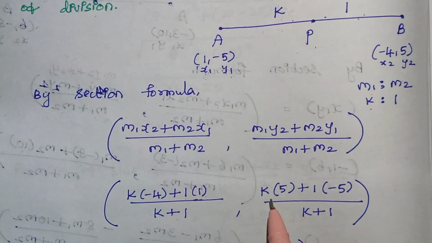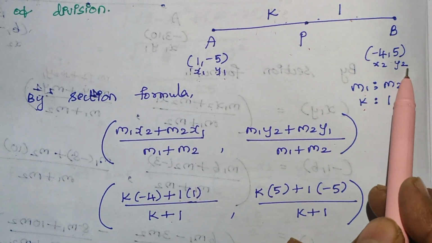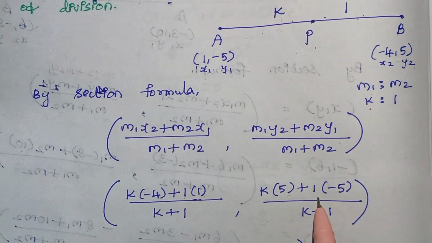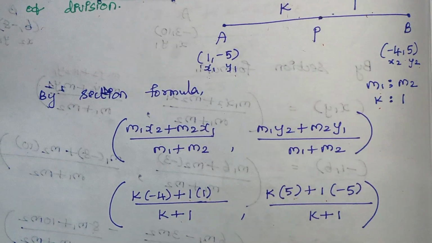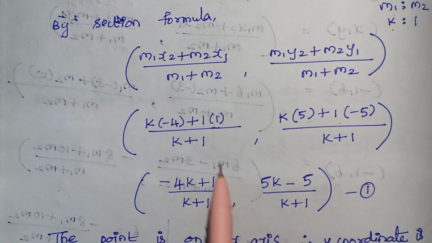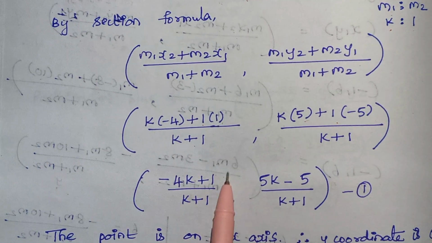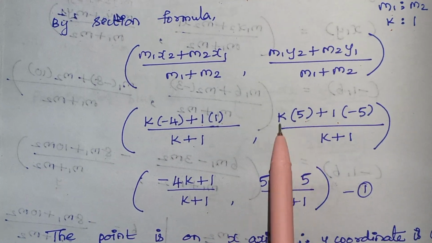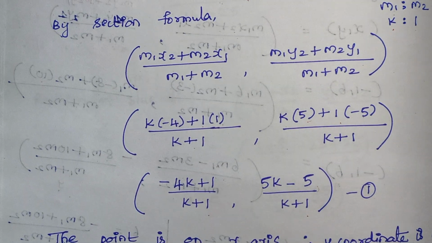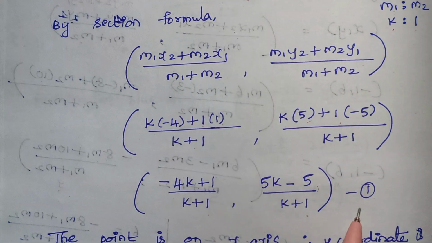And here also again k into what is y2? y2 is 5. So k into 5 plus m2 is 1, 1 into minus 5 divided by k plus 1. Again when you simplify the terms, minus 4k plus 1 divided by k plus 1, and here 5k minus 5 divided by k plus 1. So, okay, we finish this part.